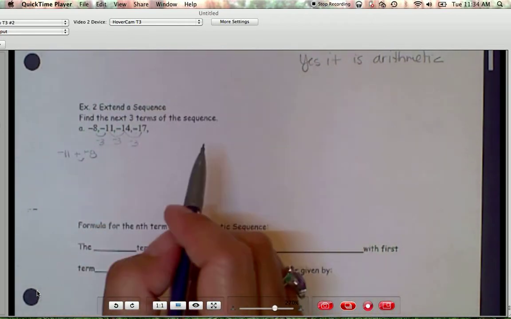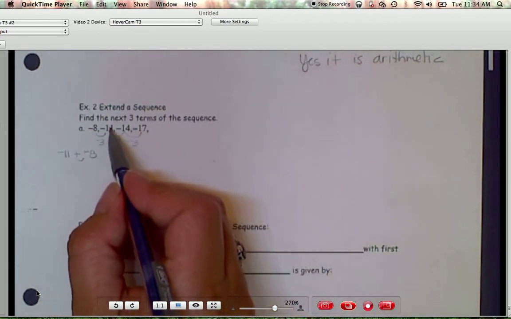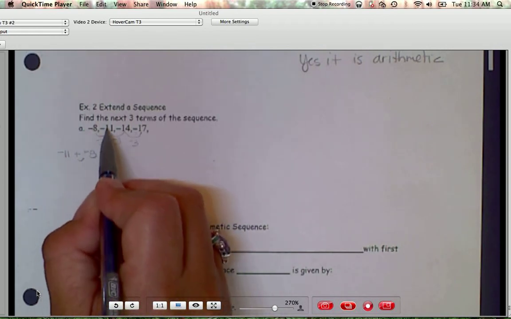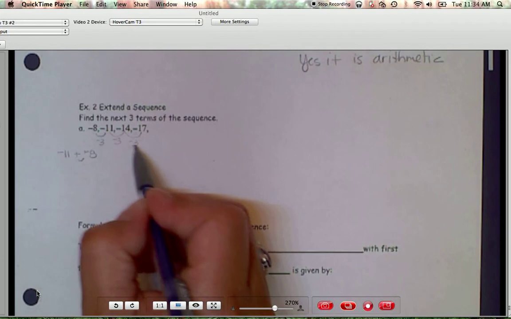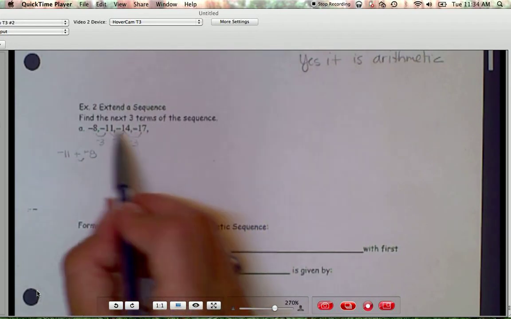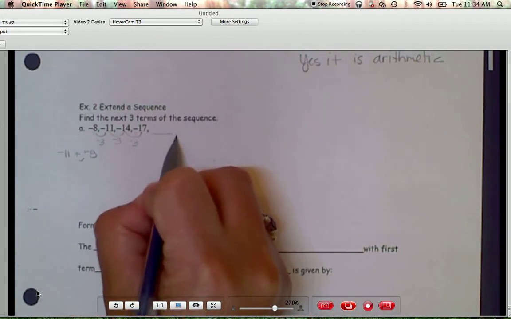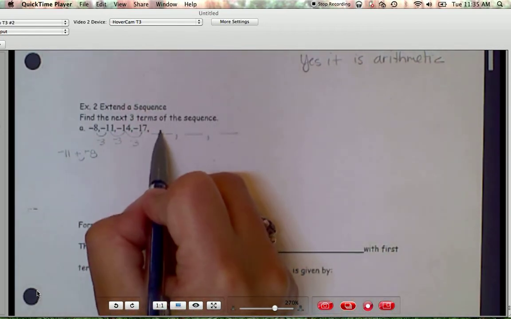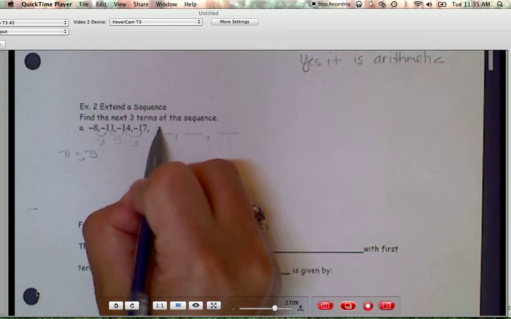So there's two ways you can think about it. You can actually do a subtraction from this one to this one, or you can ask yourself, what are you doing to this one to get to this one? So we do have a common difference of negative 3, and if we want the next 3 terms in the sequence, negative 17 minus 3 would be negative 20.